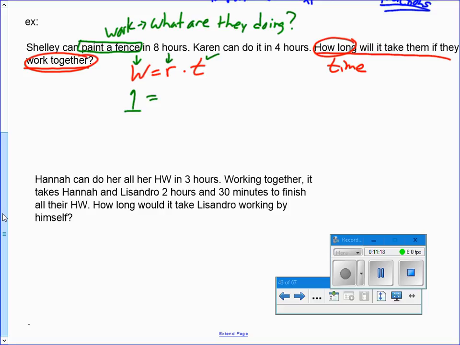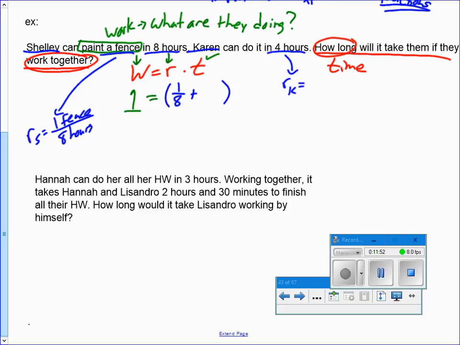Next thing we look for is the rates. Since it's a combined rate, we're going to add the two rates together for each person. So Shelly can paint one fence in 8 hours. So that would make her rate 1 over 8. She paints one fence per 8 hours. Second rate, Karen can paint that fence in 4 hours. So her rate would be one fence for 4 hours. So I can put that into the formula also. And again, time is going to stay there since that's what I'm solving for.